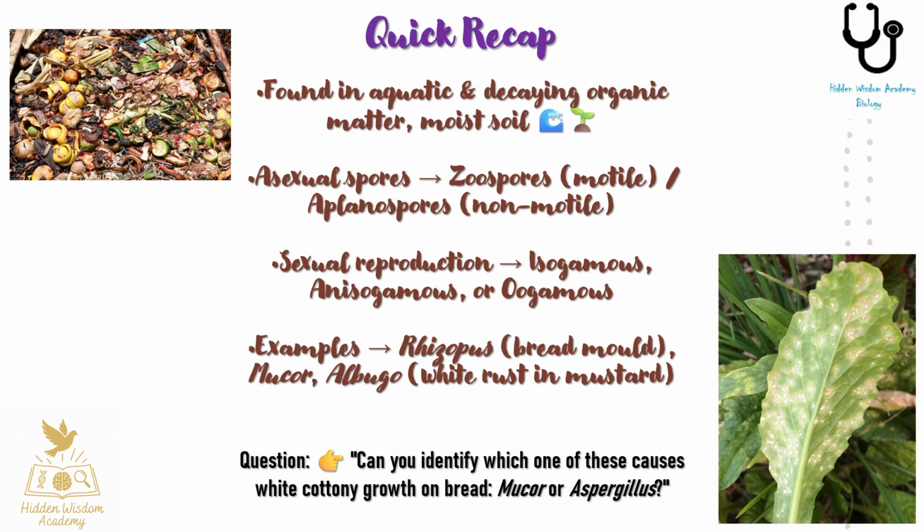Let's quickly recap Phycomycetes. They live in aquatic habitats, decaying organic matter, and moist soil. Asexual reproduction occurs through zoospores or aplanospores, while sexual reproduction can be isogamous, anisogamous, or oogamous. Key examples include Rhizopus, Mucor, and Albugo causing white rust in mustard. These points are exam favorites.